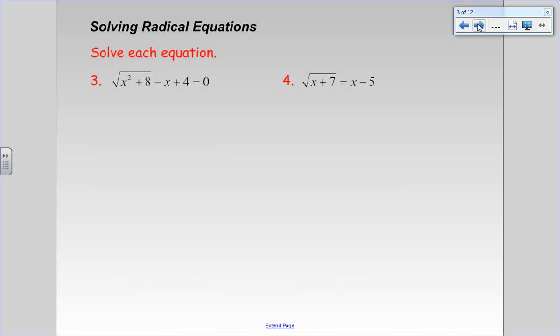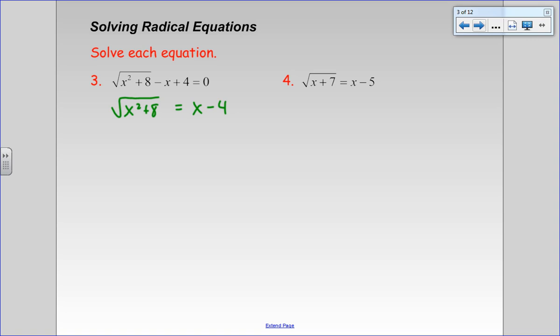Now let's move to 2 final examples, both of which will contain extraneous solutions as we move through this process of solving them. Problem number 3 says the square root of the quantity x squared plus 8 minus x plus 4 equals 0. We'll begin by isolating that radical term. To do so, we need to both add x and subtract 4 on both sides of the equation. So we have the square root of x squared plus 8 equals x minus 4.